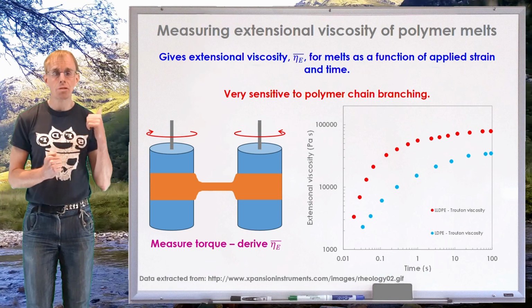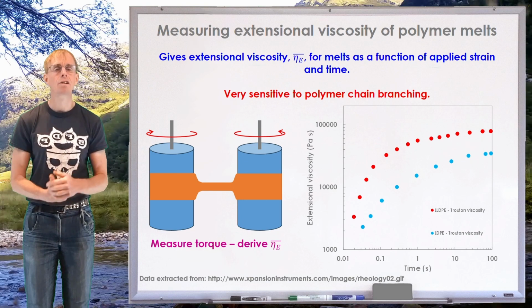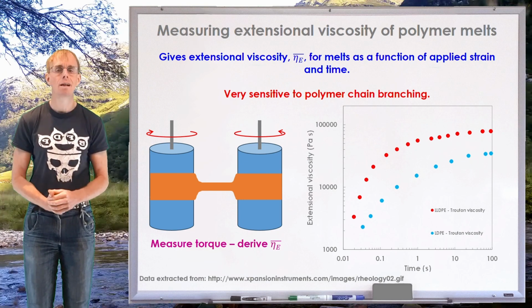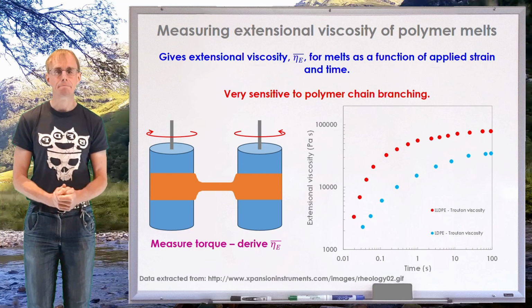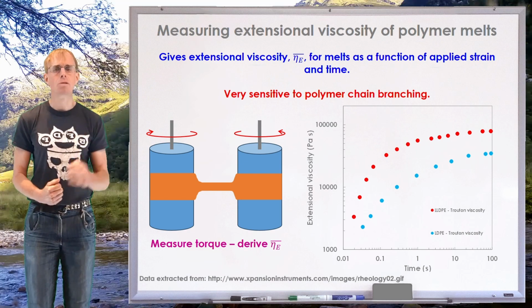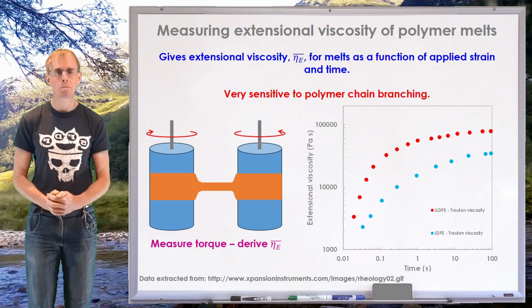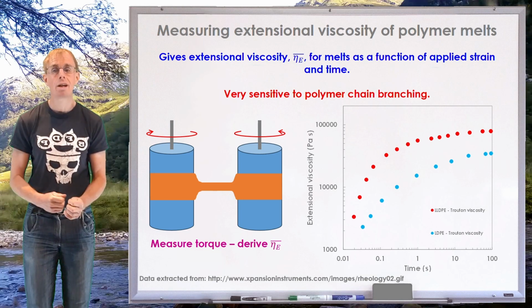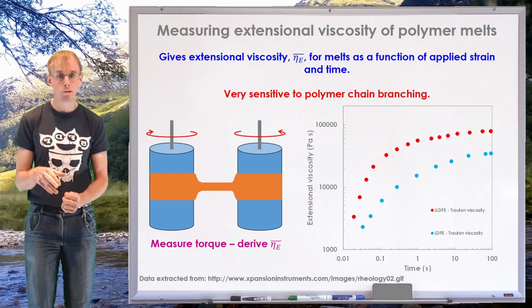So I've got data here for two different polymers. One is a linear polymer, linear low-density polyethylene, LLDPE, and one a normal low-density polyethylene, LDPE. The solid data points on that graph refer to the Trouton viscosity of both of these materials. Now, if you recall from 640, the Trouton ratio is a ratio between the extensional viscosity to the shear viscosity.